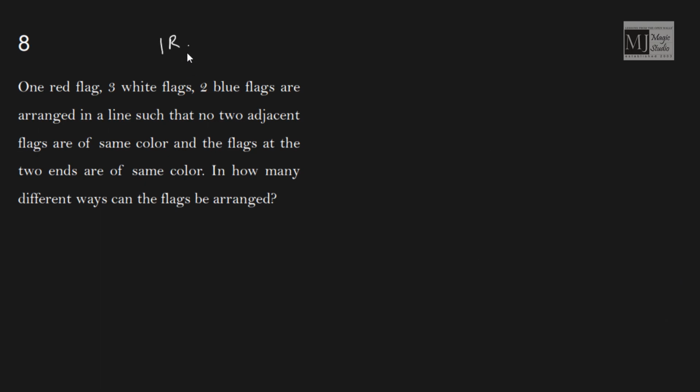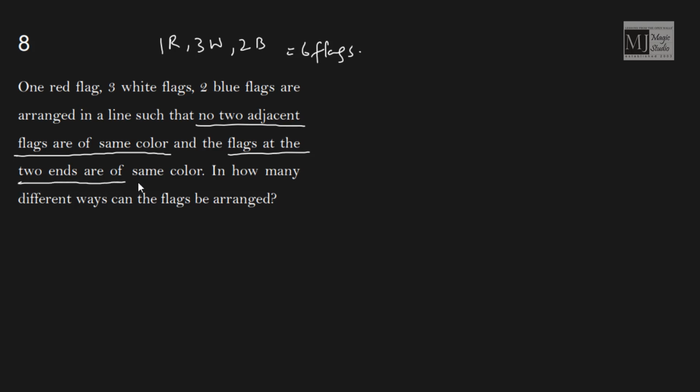1 red flag, 3 white flags and 2 blue flags are to be arranged in a line. That means we have 6 flags to be arranged in a line such that no 2 adjacent flags are of the same color, and the flags at the 2 ends are of the same color. In how many different ways can the flags be arranged? So let's start.